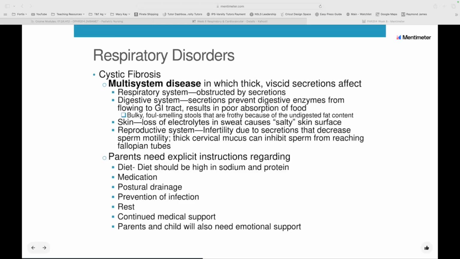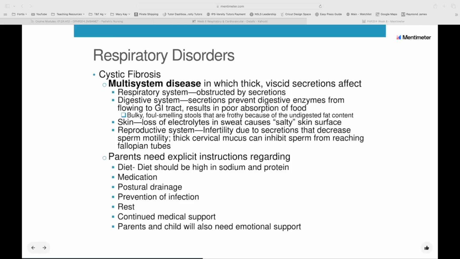They also prevent our digestive enzymes from flowing into our GI tract, so we don't absorb food well. That leads to bulky, foul-smelling stools that are going to be frothy because of all the undigested fat in them. We also see a loss of electrolytes through their sweat, and that will cause them to have a very salty skin surface.